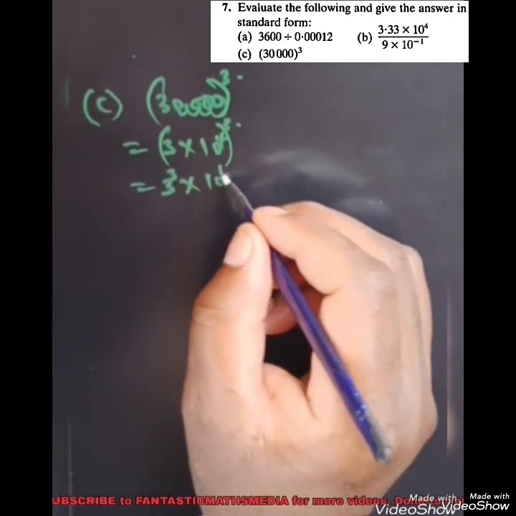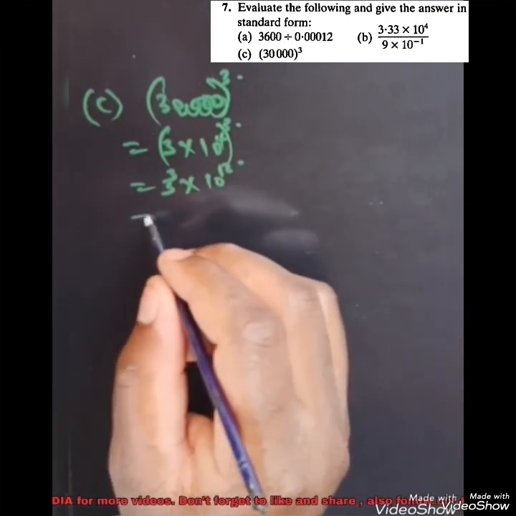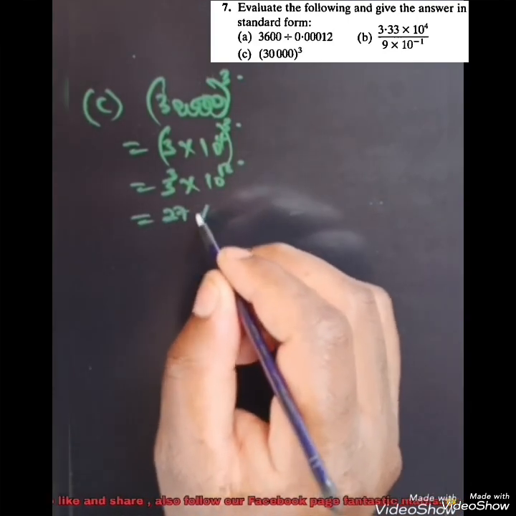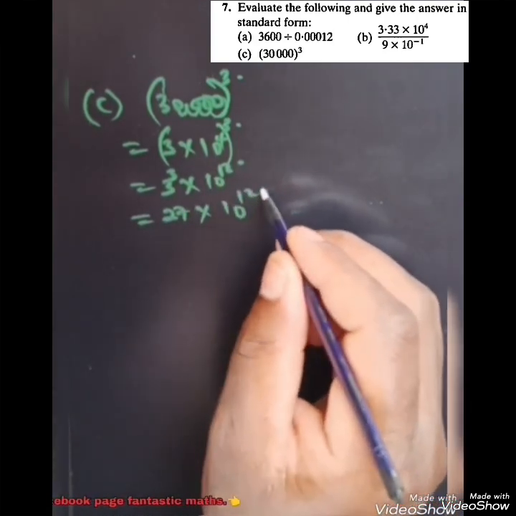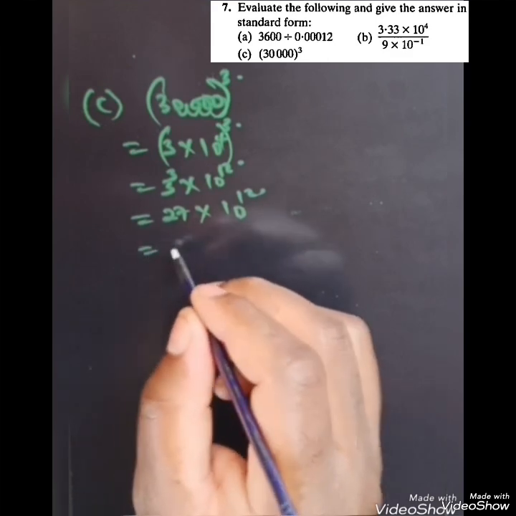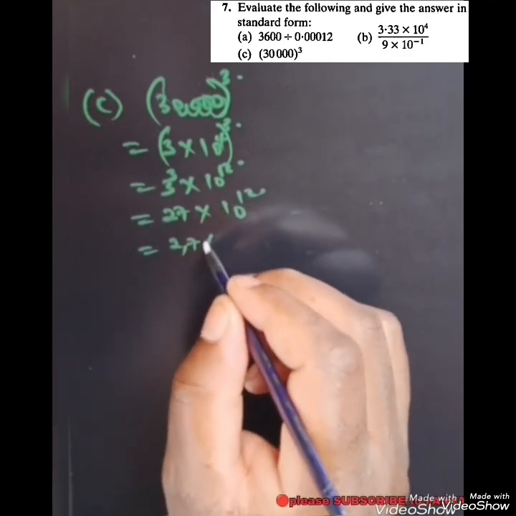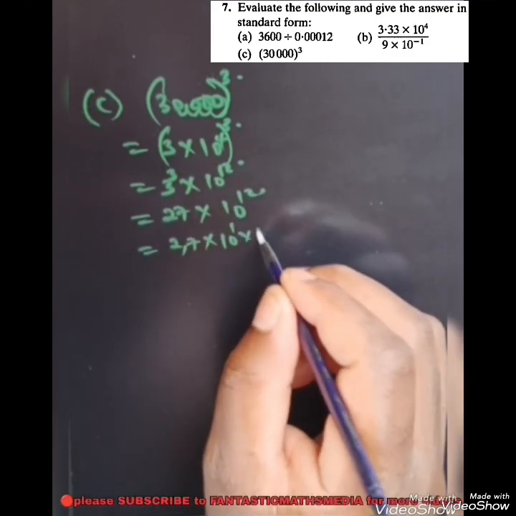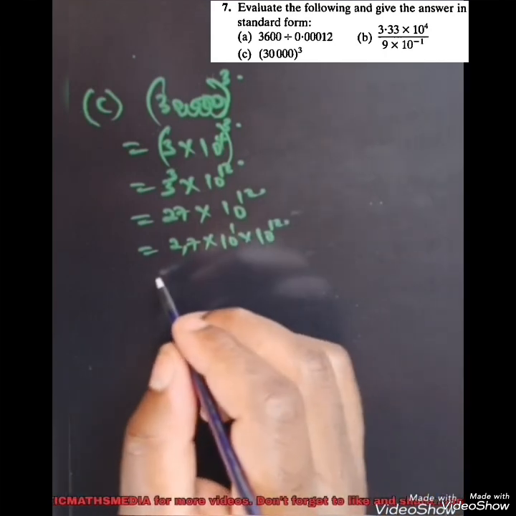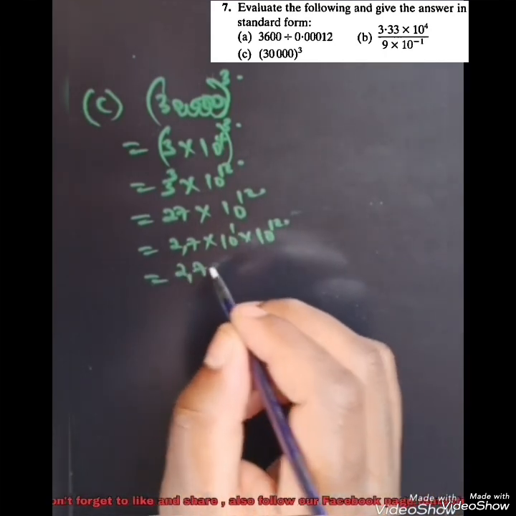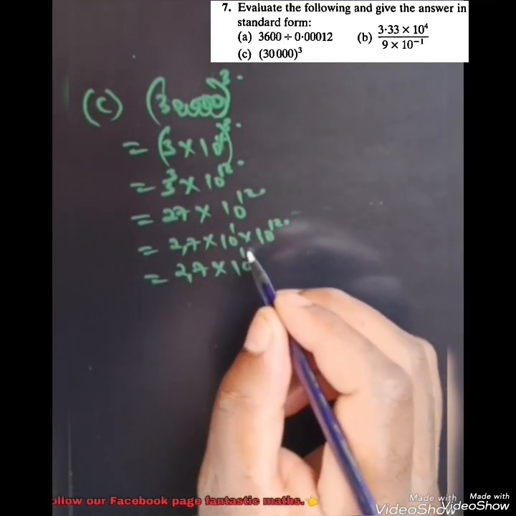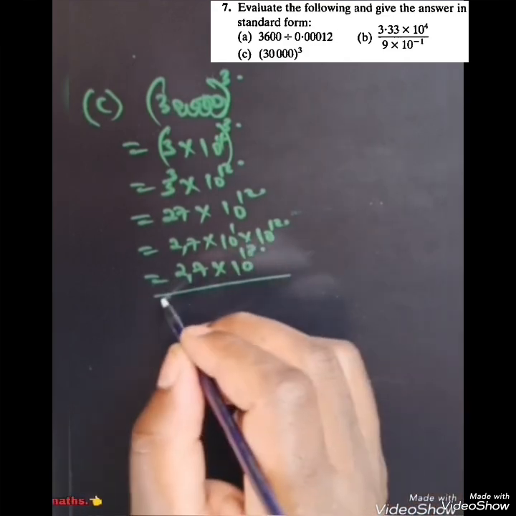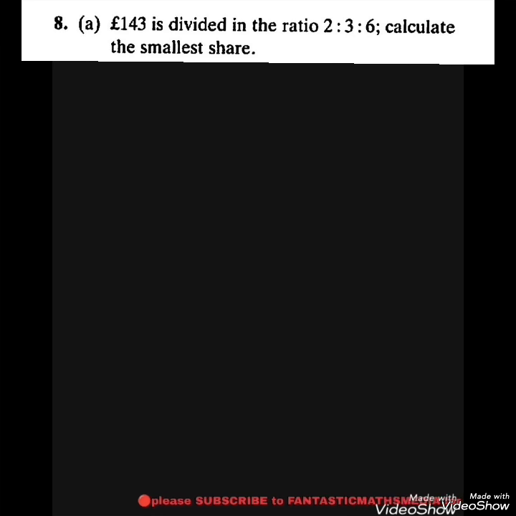So 3 times 10 to the power 4. Then we apply the power 3 to what is inside the brackets. So you get what is on the screen: 2.7 times 10 to the power 1 times 10 to the power 12, which is 2.7 times 10 to the power 13. Remember, when the base is the same, we only need to add the powers. Let's move on to part 8.